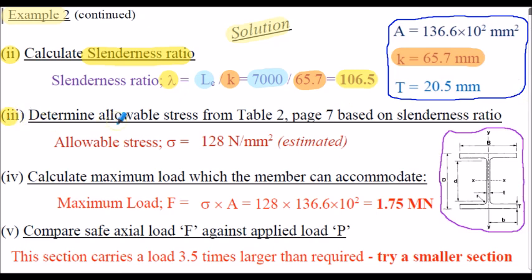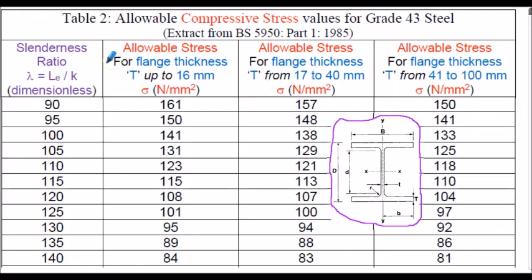So step 3, we now need to determine the allowable stress from our appropriate table for the slenderness ratio stated above. So here's our table of allowable compressive stress values for our particular material. Our slenderness ratio is 106.5, so we're in between these two values here. We're obviously closer to the 105 than 110. Note that our flange thickness is 20.5 millimeters. So for a flange thickness capital T of 20.5 millimeters, that means we're in this column here.